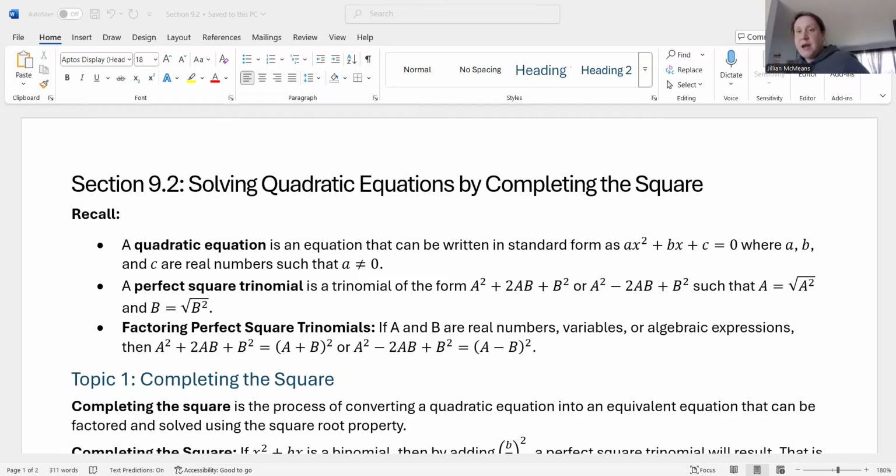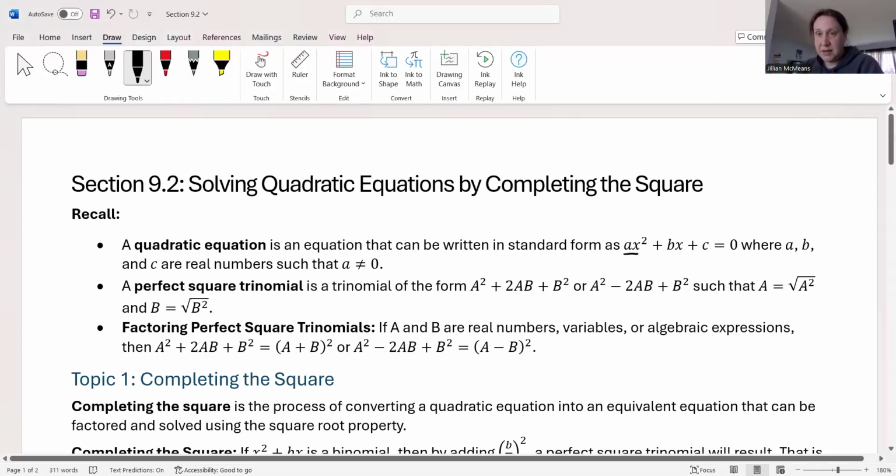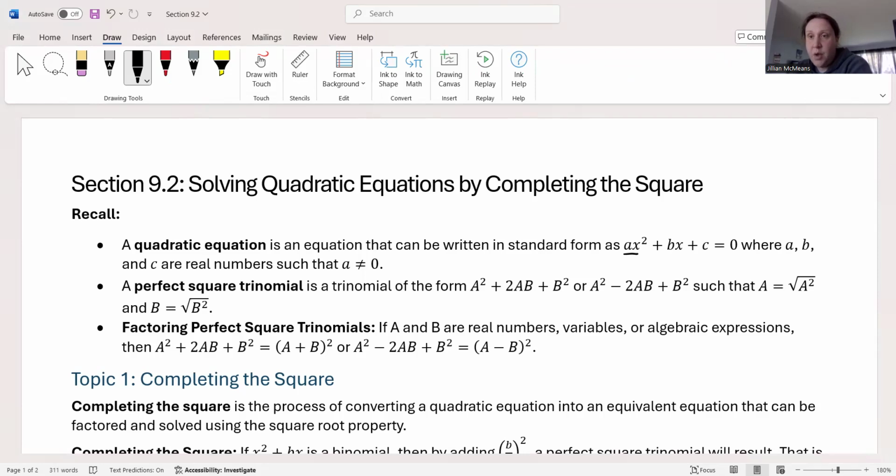Now, a quadratic equation, let's remind ourselves of this one more time. A quadratic equation is an equation that can be written in standard form as ax squared plus bx plus c equals 0, where a, b, and c can be any real number as long as a does not equal 0. If a equals 0, the x squared term goes away, and the x squared term is what makes this quadratic, okay? Now, we also need to remind ourselves of something we talked about when we were learning how to factor.